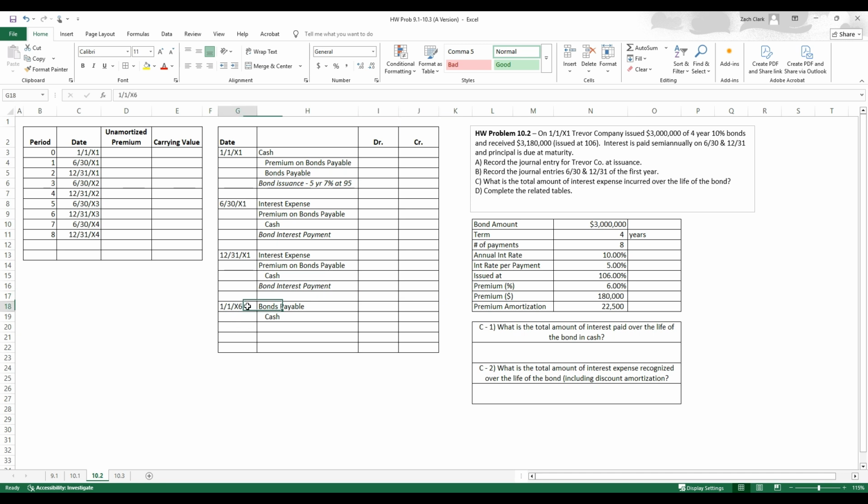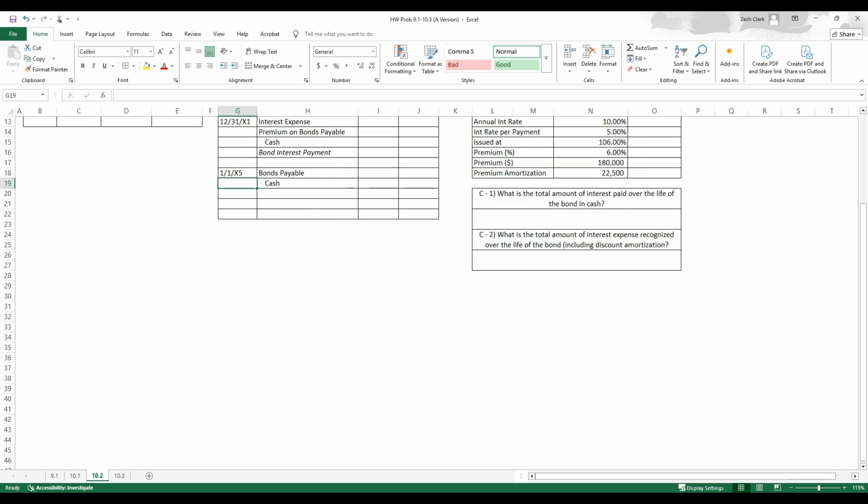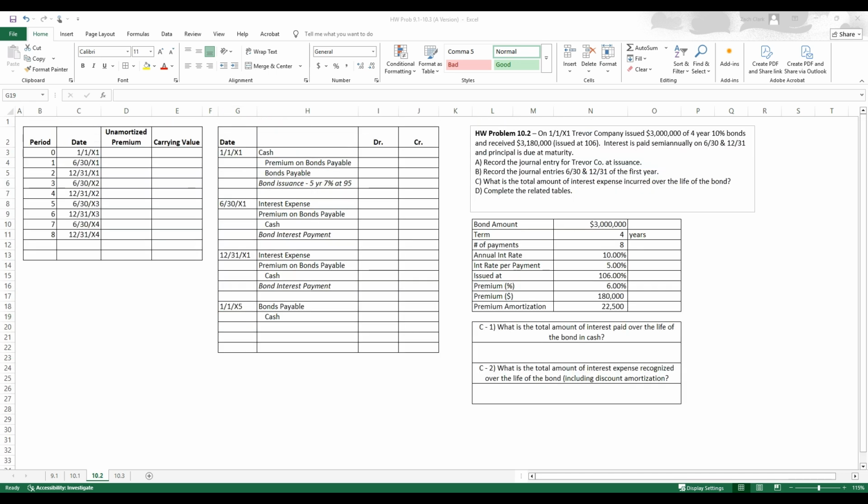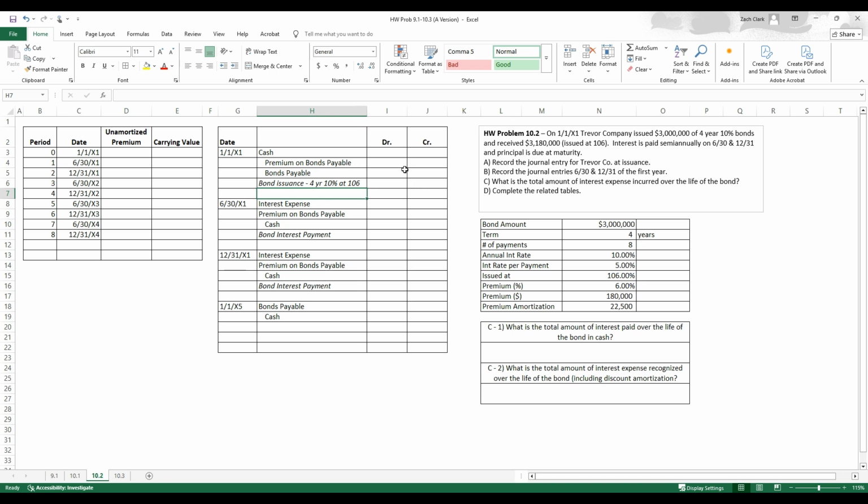It's 4 years, so the actual bond will be repaid 4 years later. So that's going to be at the beginning of the 5th year, right? Okay, I think we got basically everything we need here. Let's change our explanations just a little bit, because it's 4 years at 10% at 106. Let's put it in here. Okay, so now we're just going to fill this out. So the bond amount is the 3 million.